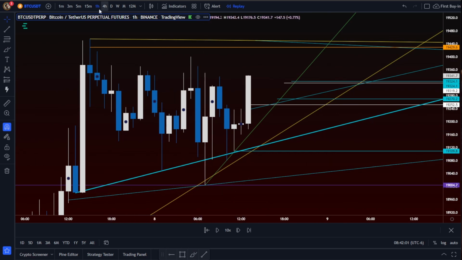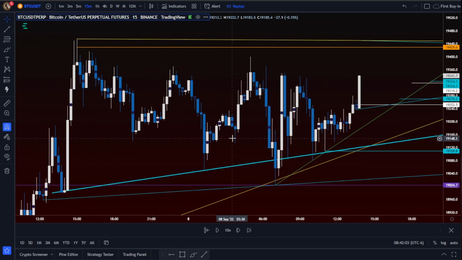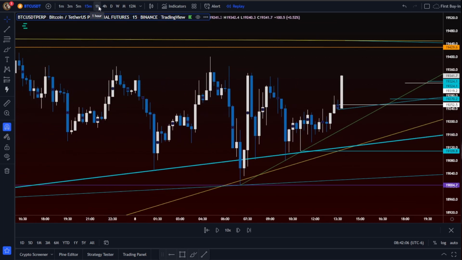Now, with that said, you have an interior trend that's controlling this move, and you kind of have an allowance with trends.